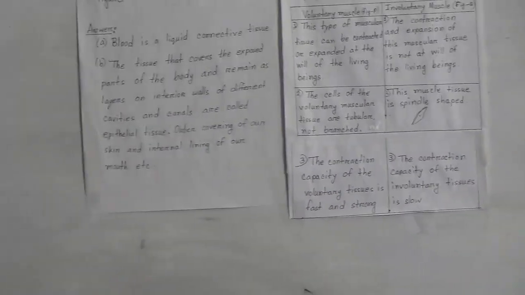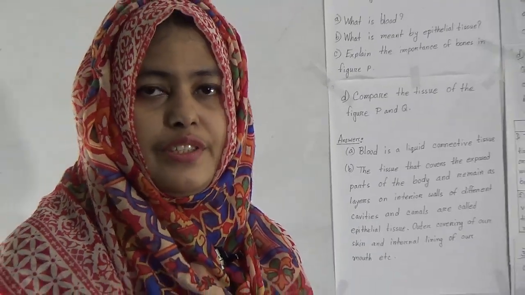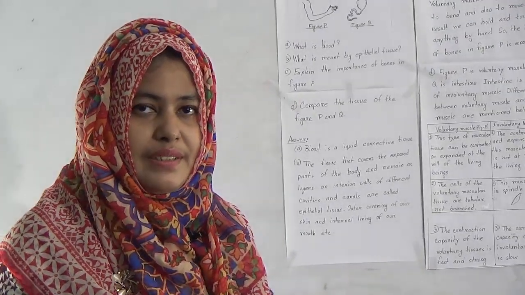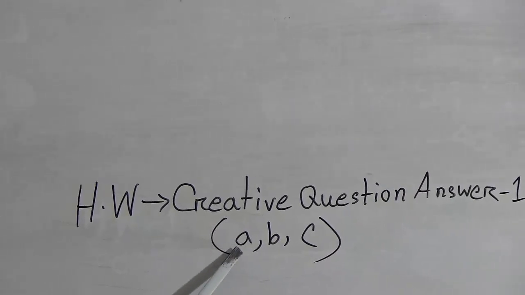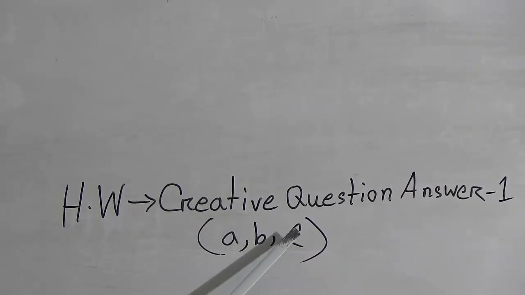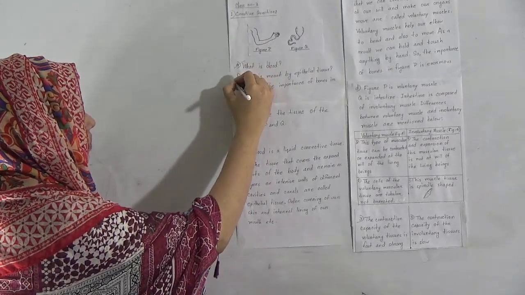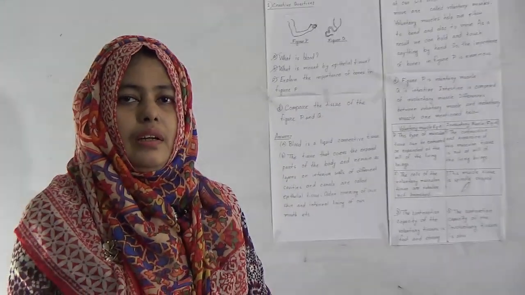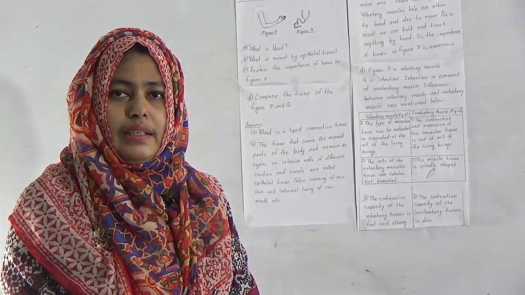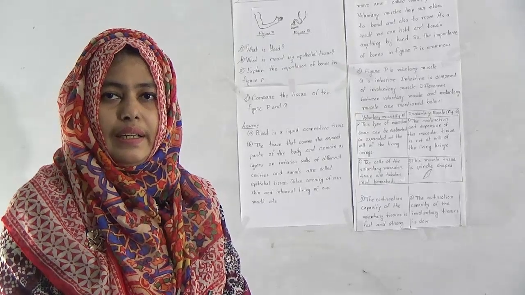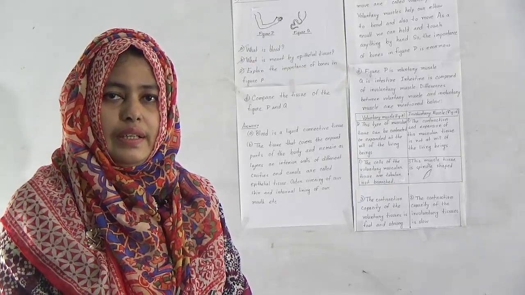So dear students, I hope you have understood today's topic and you have to do some SW. Your SW will be creative question answer 1, and the sub-questions are A, B, C. This is your SW. That means you know these questions A, B and C. Students, do your SW in your SW copy and submit your SW every Sunday at our school, and you can collect your previous SW on the same day.